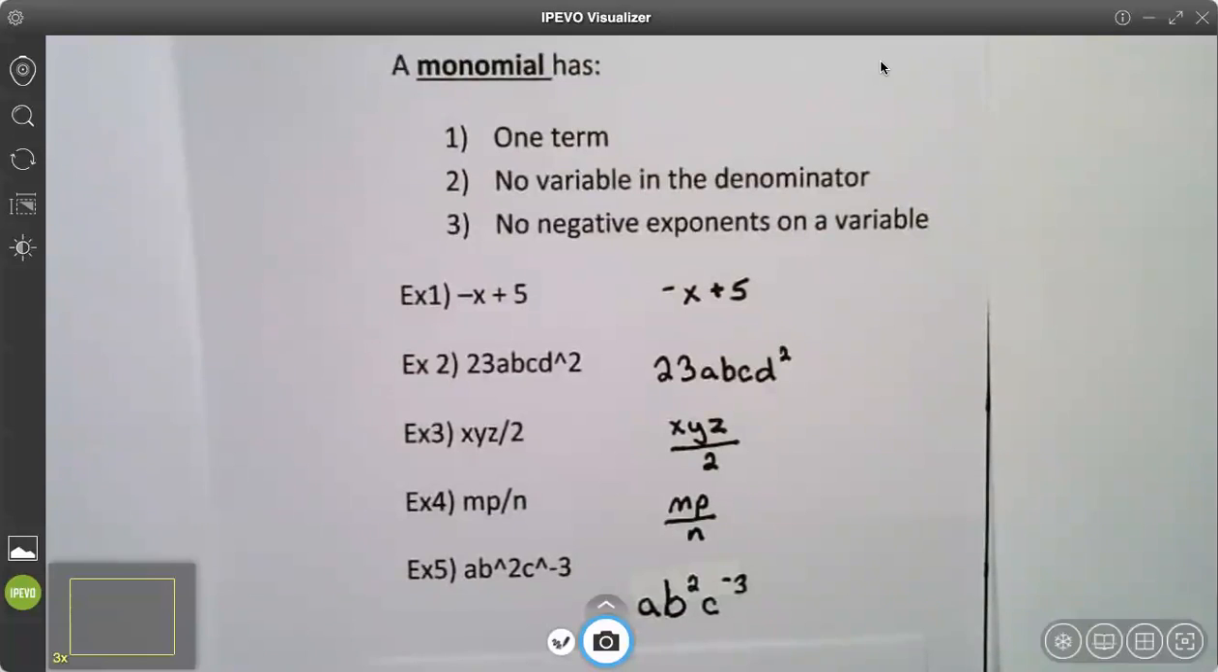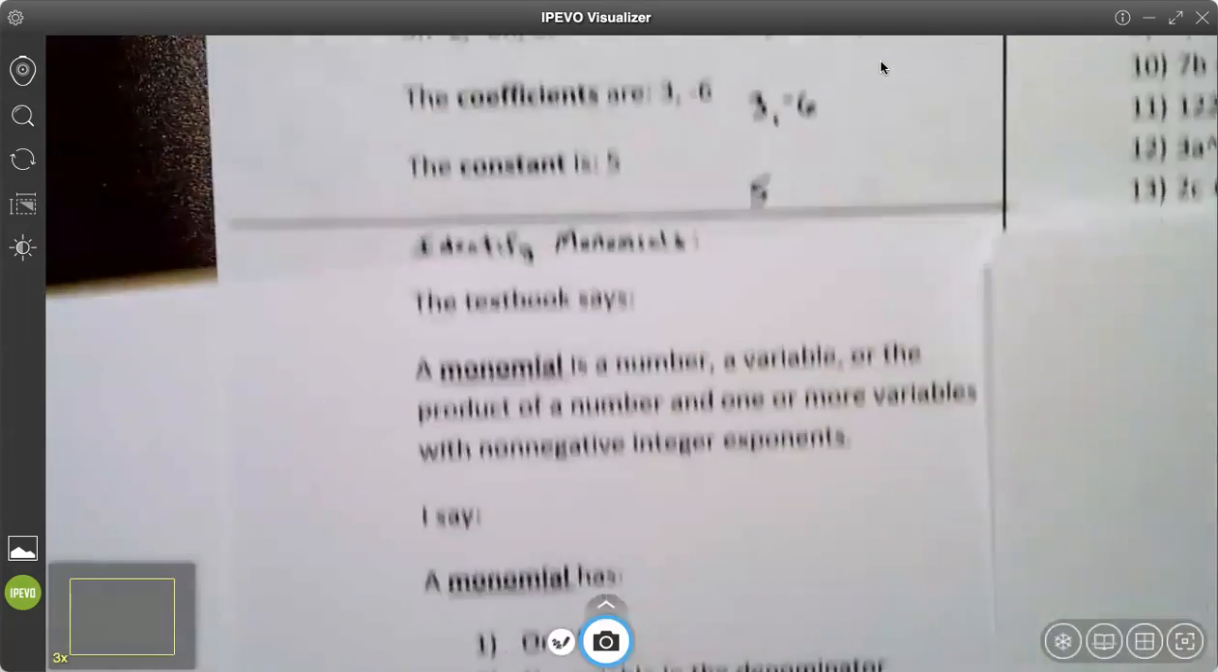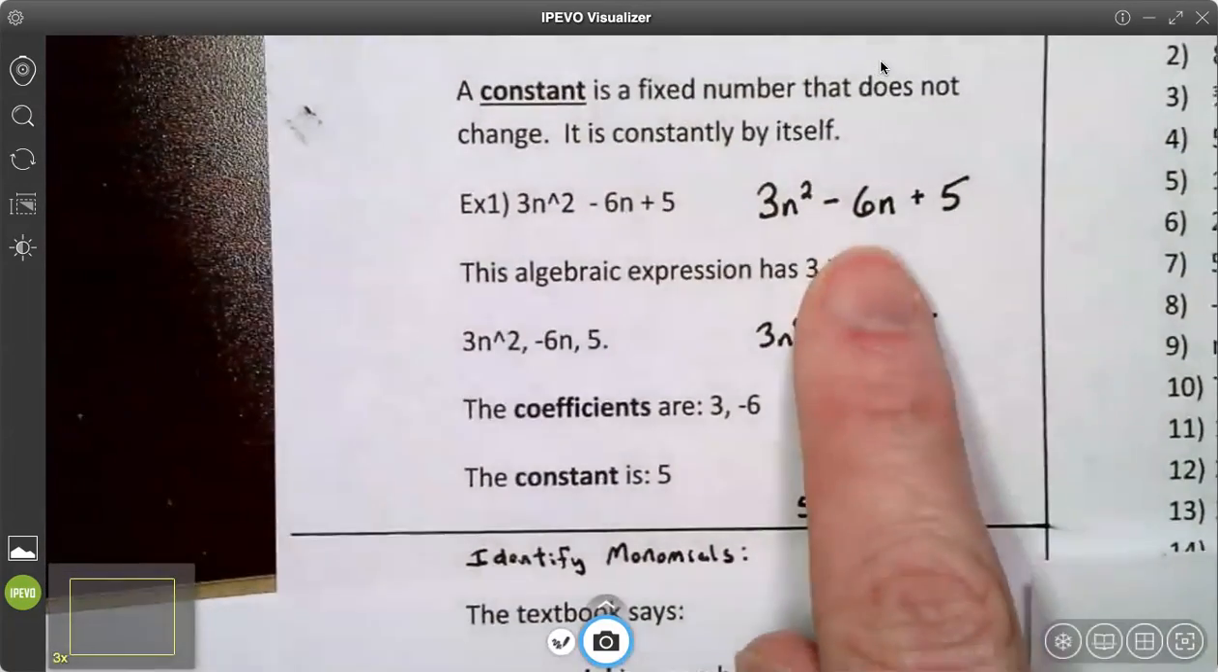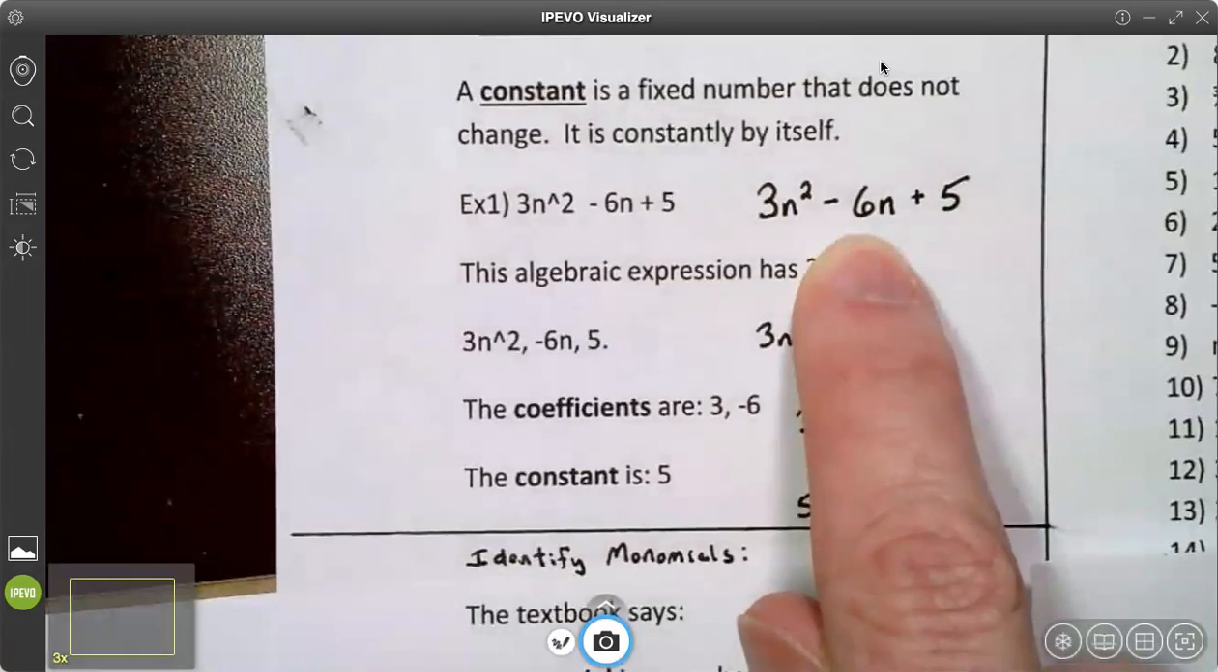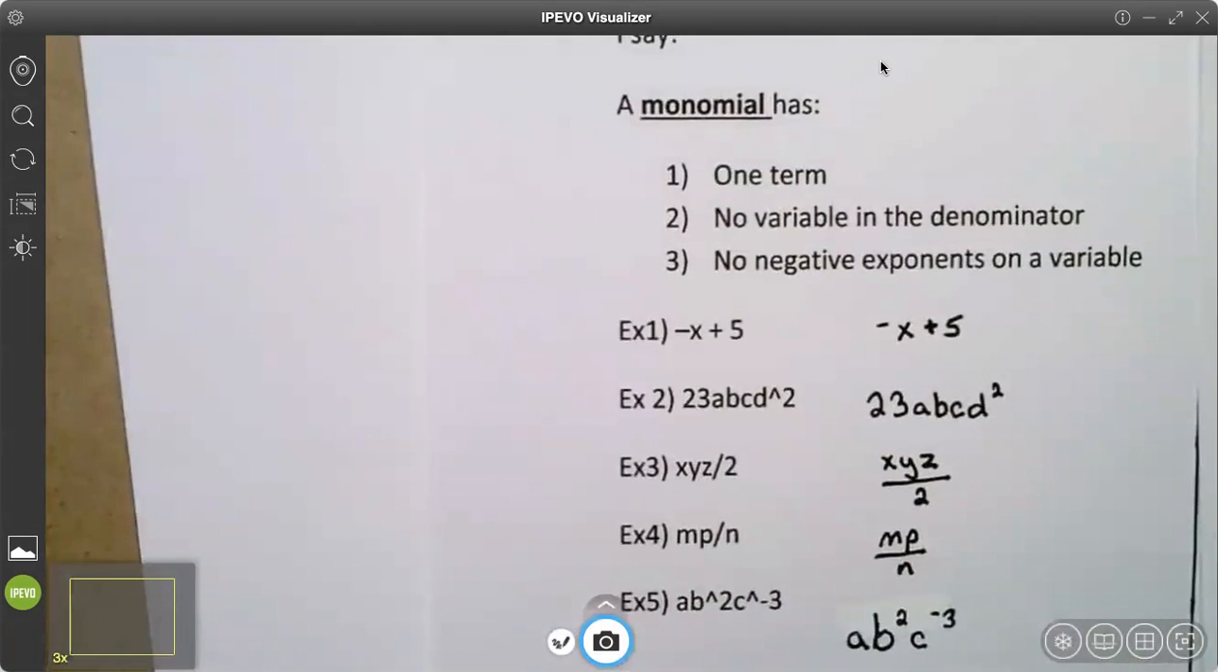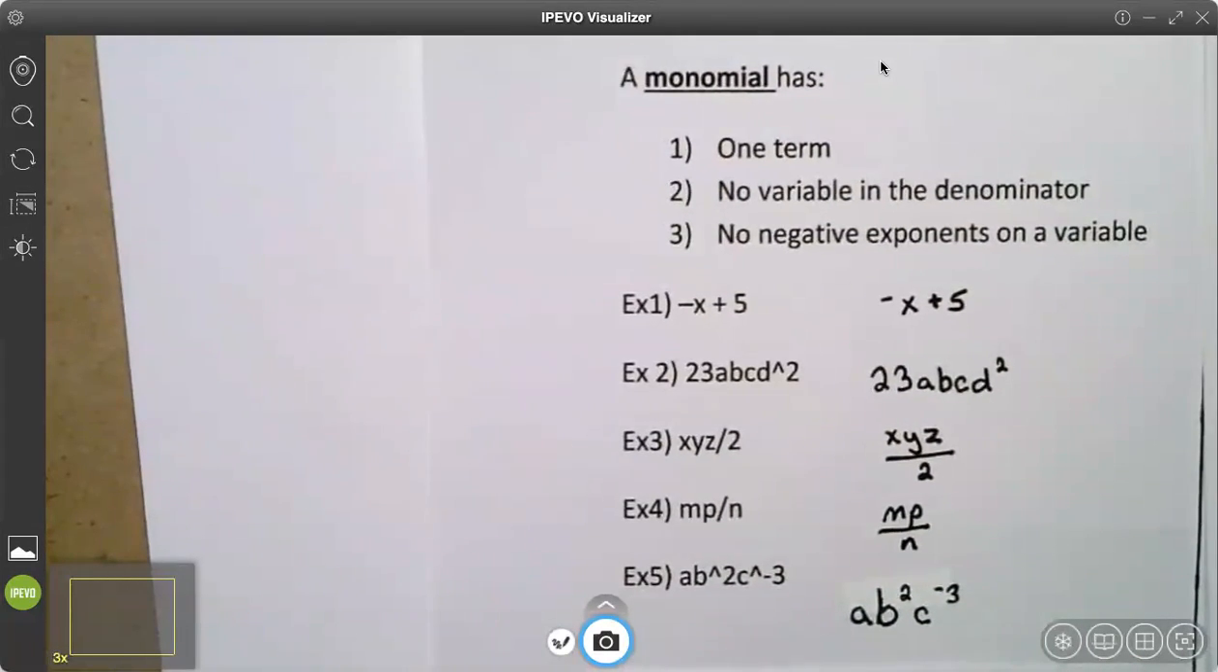So a monomial has one term. What do you think you would call something that has 2 terms? A binomial. What do you think you would call something that has 3 terms? A trinomial. This expression was a trinomial, 3 terms in it. So before we practice some more, one more time, there are 3 rules to remember about monomials. You can only have one term because mono means one, no variable in the denominator, and no negative exponents on a variable.